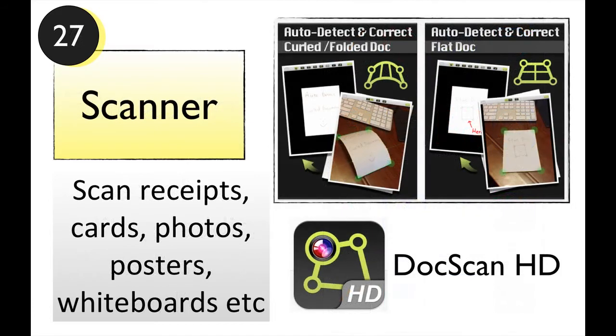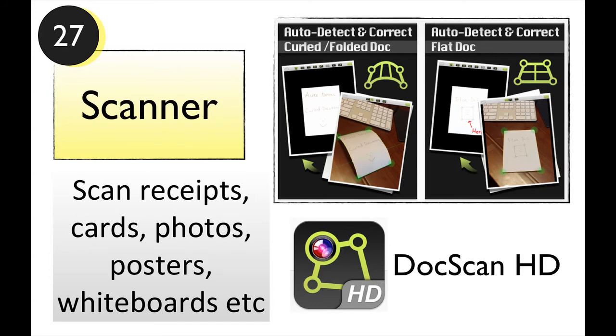A scanner. We've looked before in Paperless at the scanner, but it makes a good scanner with DocScan HD as an example of one of the apps, but there are others. So scan receipts: take a picture of a receipt rather than keep the paper, then you would upload that, or if you use DocScan HD, it automatically goes into Evernote and stores all your receipts. You can take a picture of something on a whiteboard, and because it's a scanner, it turns that picture into editable text that can be searched. It is really a good app, that one.